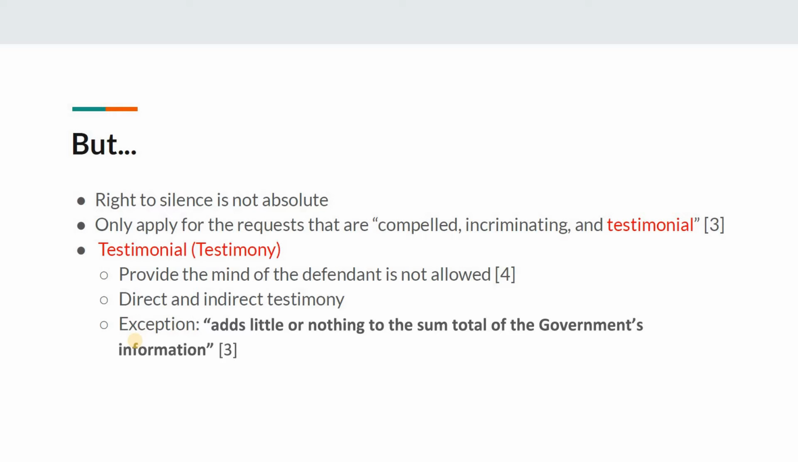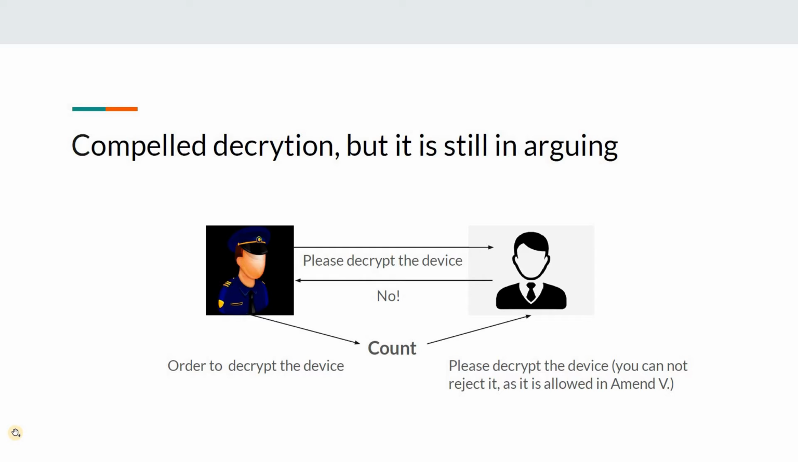But for testimonial, we need more detail, because according to Amendment 5, providing the contents of the mind of the defendant is not allowed, and we have direct and indirect testimony. But there is an exception not protected by Amendment 5: when the implied testimony adds little or nothing to the sum of the government's information. So if the implied testimony is a foregone conclusion to the government, then Amendment 5 will not be applied here. Therefore, we may face a problem called compelled decryption, shown in the example here.